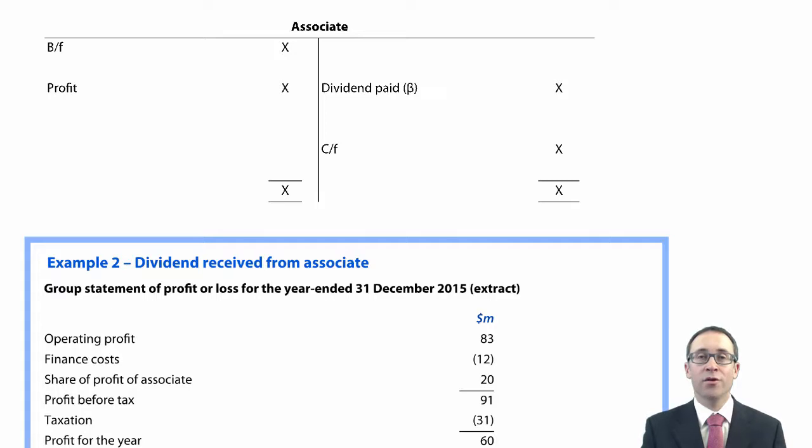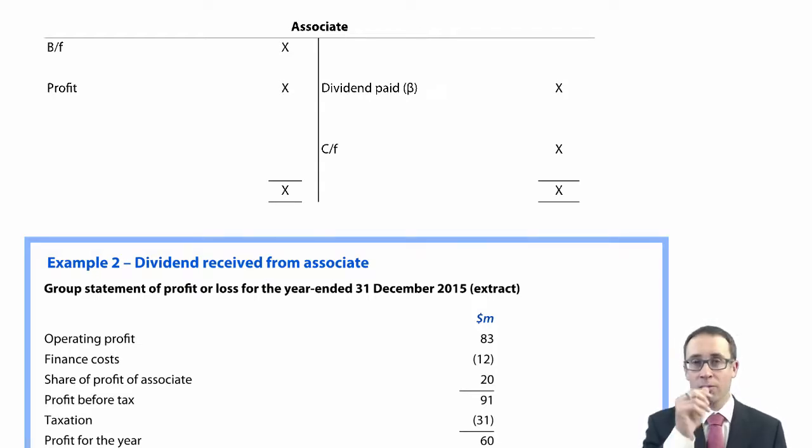The second aspect to consider now is the dividend received from your associate. Again, old-fashioned me is going to calculate it using a T account. I will show you other ways to calculate it, but if you calculate it in other ways, you could come unstuck within the exam.